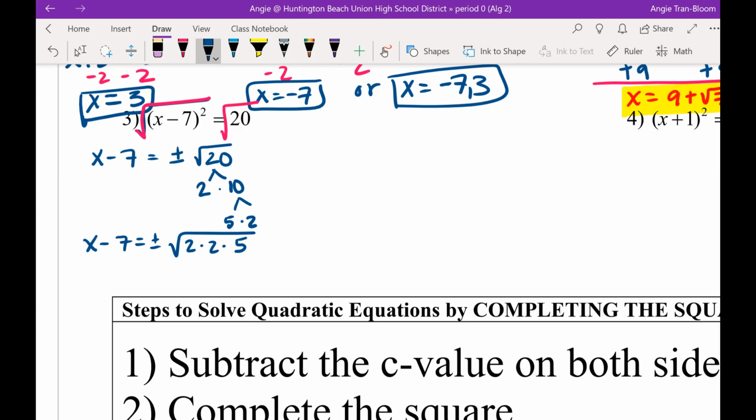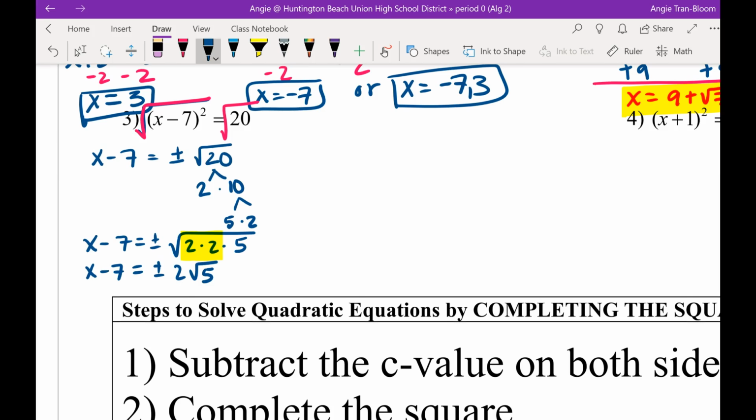How do you know what qualifies to take out under the radical? How many do you need for a square root? You need 2 of the same number to take it out of the radical. Would that qualify to take out? Yes, so that's perfect. So we are going to take that out. So x minus 7 equals plus or minus 2 rad 5.